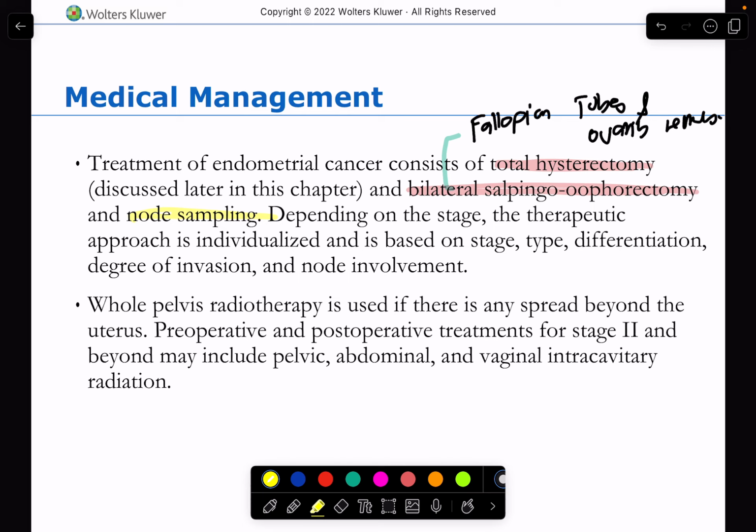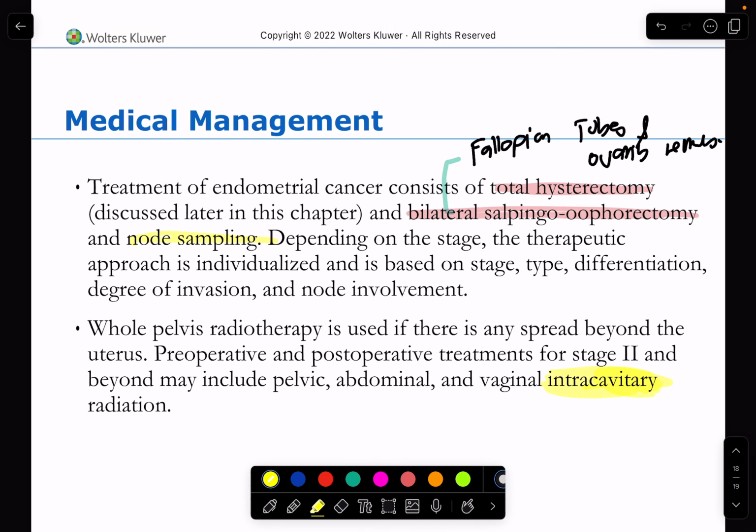Yeah. Pre-operative and post-operative treatments for stage 2 and beyond may include pelvic, abdominal, and vaginal intracavitary radiation. Or intracavitary, ibig sabihin yan, is inside the organ, ang internal radiation na ang ginagawa dito sa intracavitary. Kasi intra means inside, cavitary is organ. No? So, that is for the medical and surgical management of uterine cancer. So, that ends our topic in cervical and uterine cancer.